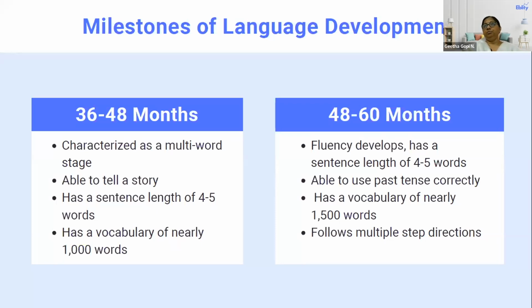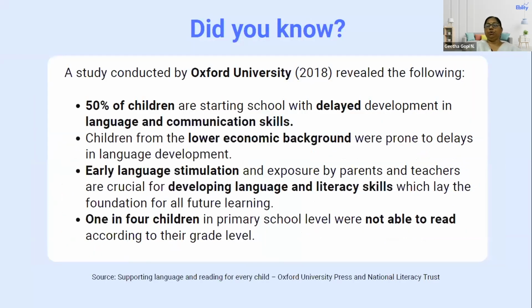And when it comes to listening and following directions, from simple 1 or 2 step directions, they're able to follow even multi-step directions. So you see, in the first 5 years, such a big change in the way receptive and expressive language develops in children. And this helps us understand what a big, complicated yet important process this is, which contributes towards overall child development. A study conducted by Oxford University in 2018.